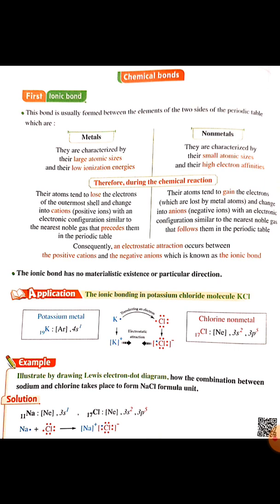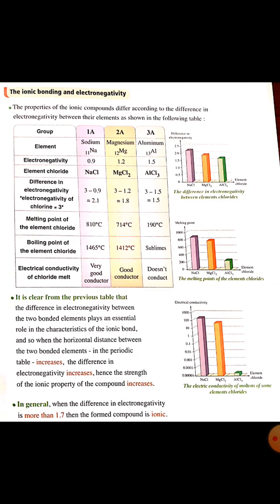As we can see here in this example, if we have sodium and chlorine, we can get sodium ion and chloride ion to form sodium chloride. But the new information for this year is that the difference in electronegativity that you studied last term between the metal and the non-metal here must be greater than 1.7. Otherwise, it's going to be a covalent bond.